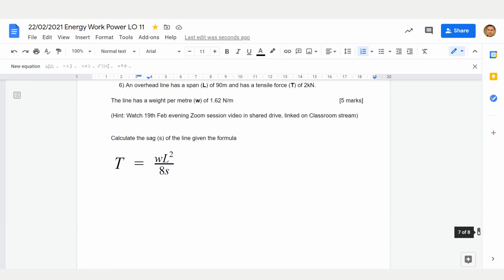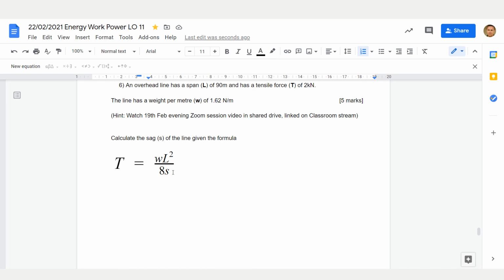That's right. Next we've got an overhead line with a span, which is the length of 90 meters, and a tensile pulling force, big T, of 2 kilonewtons, which is 2,000 newtons. The line has a weight per meter of 1.62 newtons per meter. So that's how much it weighs for every meter of the cable. And it says calculate the sag of the line given the formula.